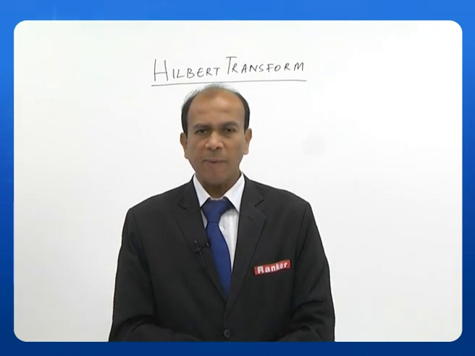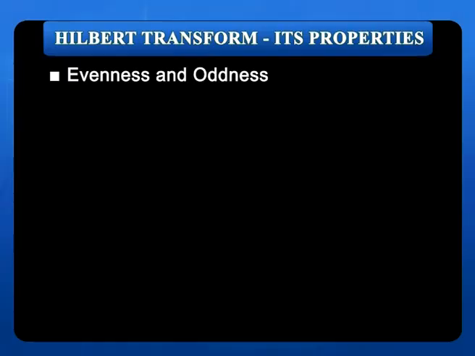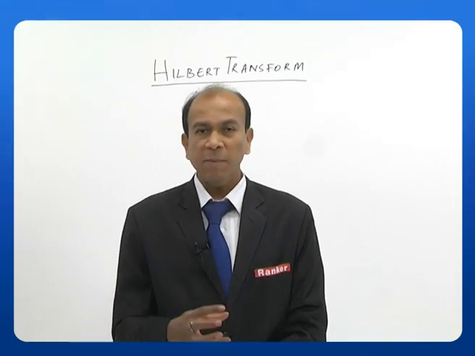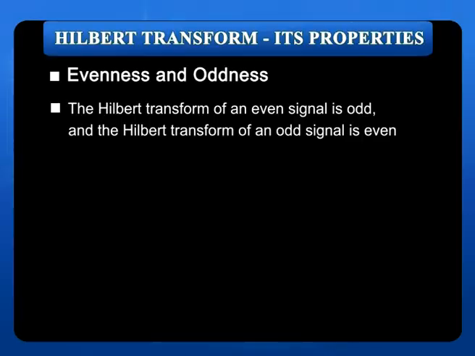Now look at some of the properties of the Hilbert transform. The first property is evenness or oddness. The Hilbert transform of an even signal is odd, and the Hilbert transform of an odd signal is even. It's very easy to remember. This is possible because we are adding a phase lag of 90 degrees. Proof. Let us see the proof. It is just a logical proof.